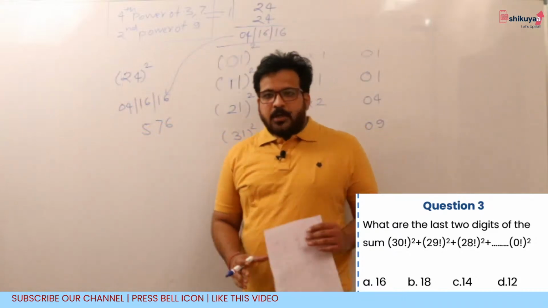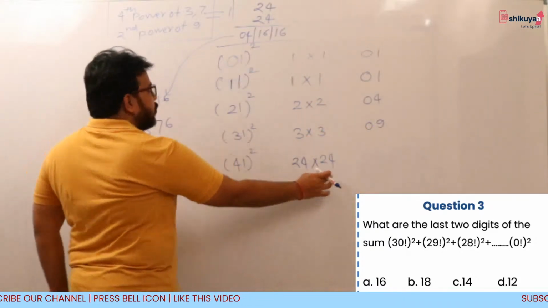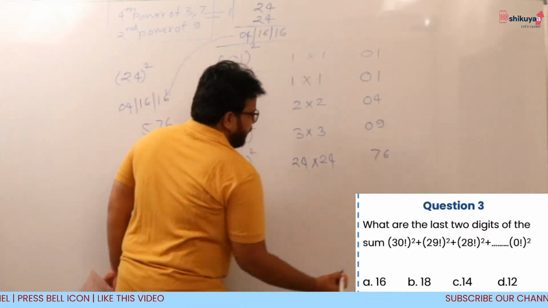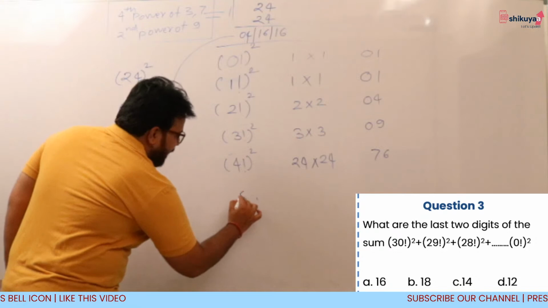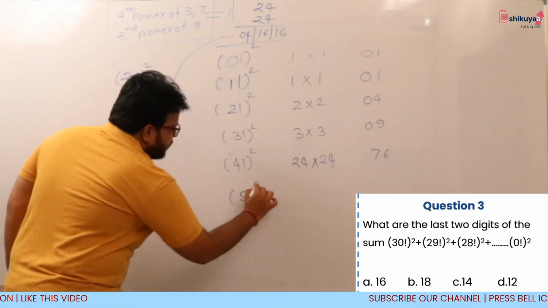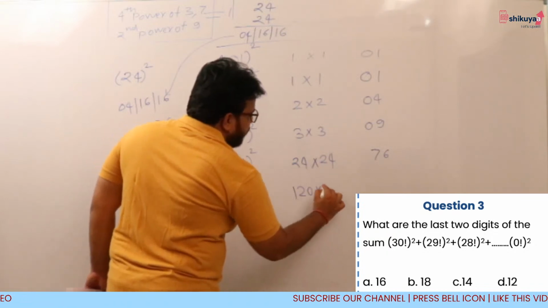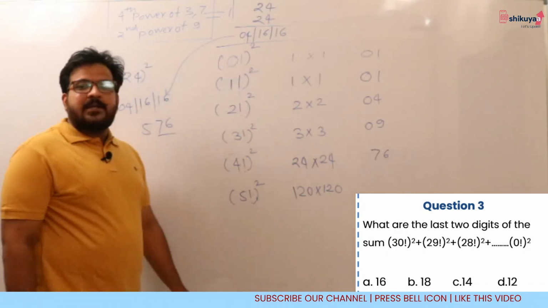You are getting my point? So let's go ahead. So 24 into 24, that is ending in 76. Now the interesting part. 5 factorial raised to 2. That is 120 into 120. And here is the interesting part.